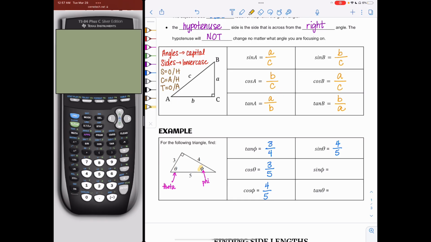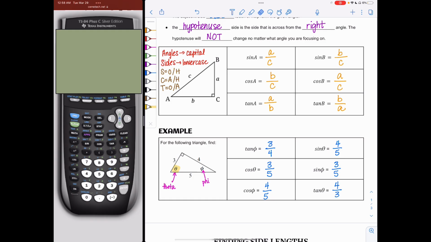Looking back at the angle phi, we are going to have the sine of phi, which is going to be the opposite over the hypotenuse, which is 3 over 5. And then last but not least, we are going to focus on the angle theta. And we want to find the tangent, so that's going to be opposite, which is 4, over adjacent, which is 3. So that is going to be 4/3.